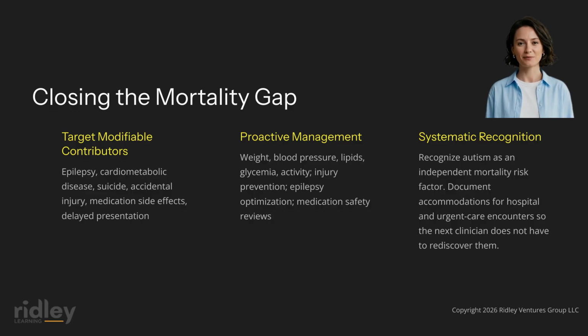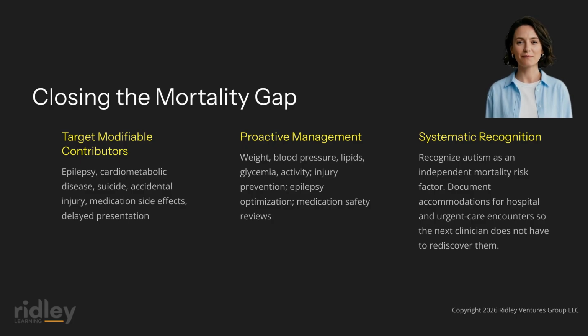Epilepsy death, cardiometabolic disease, suicide, accidental injury, which includes drowning, suffocation, choking, accidental poisoning, and medication side effects, and delayed presentation for acute medical care together explain the bulk of the excess risk documented in the major studies by Catala-Lopez, Onions, and Shaw. Bew and colleagues' 2025 disease trajectory clustering study reinforces that cardiometabolic, external, and infectious disease clusters predict excess mortality in cognitively able autistic adults, and that proactive management of modifiable cardiometabolic risk, including weight, blood pressure, lipids, glycemia, and activity, is a realistic clinical target.